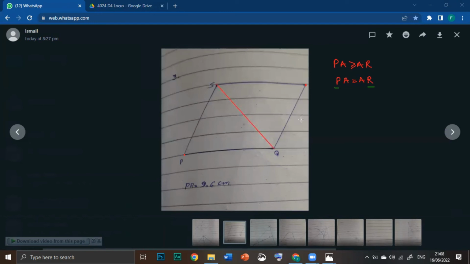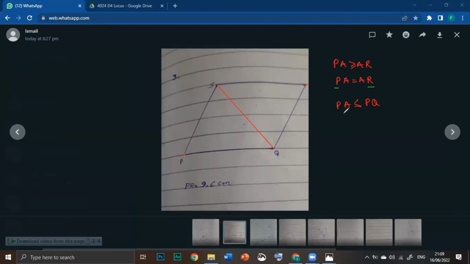Now, which side should be shaded in this case? Sir, the one nearer to P. The one nearer to P. So we should be towards this side, towards P, from the perpendicular bisector. Yes, sir. Okay. Now, what's the next inequality given? So the next inequality is PA is less than or equal to PQ. Now, what are the fixed points?